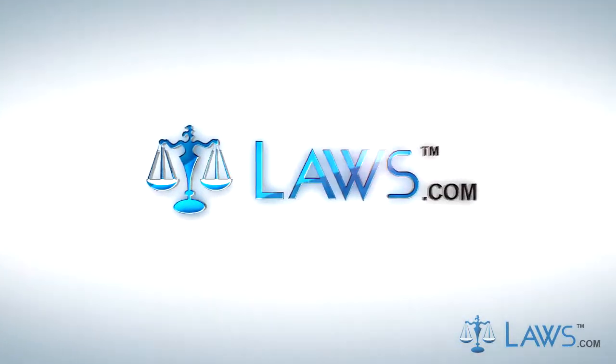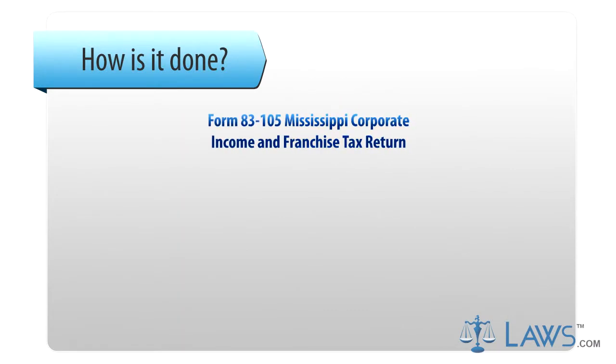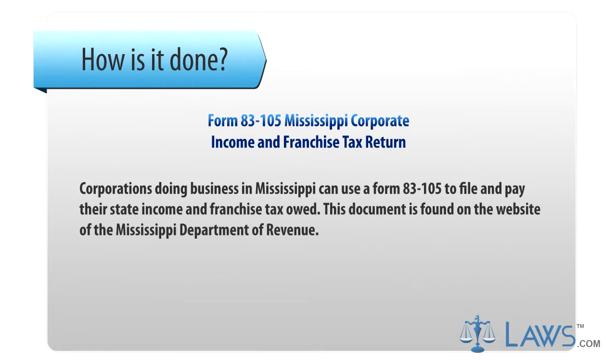Laws.com Legal Forms Guide. Form 83-105, Mississippi Corporate Income and Franchise Tax Return. Corporations doing business in Mississippi can use a Form 83-105 to file and pay their state income and franchise tax owed. This document is found on the website of the Mississippi Department of Revenue.